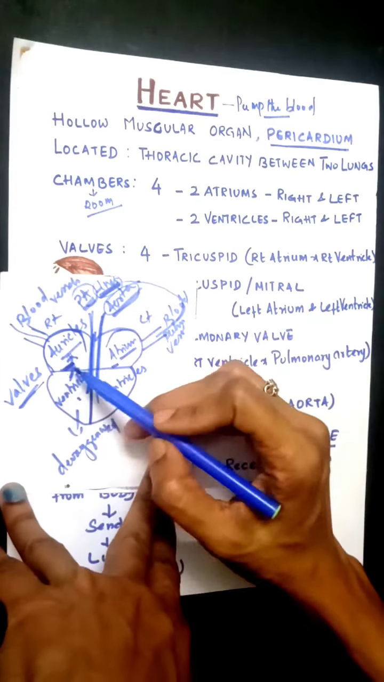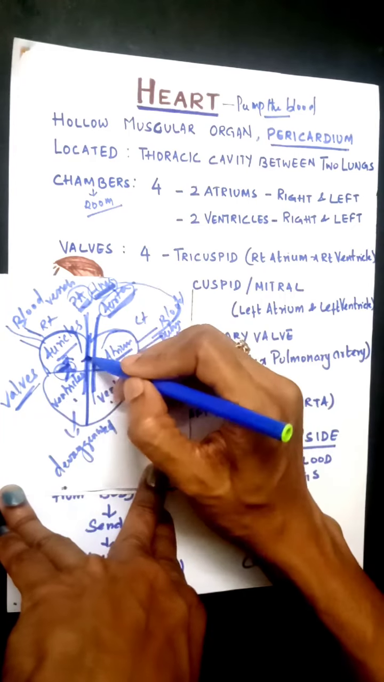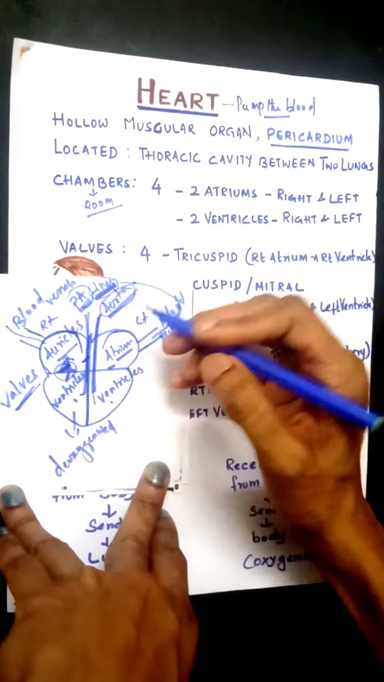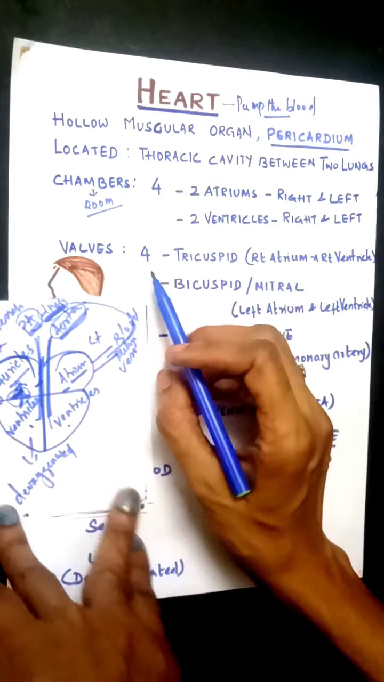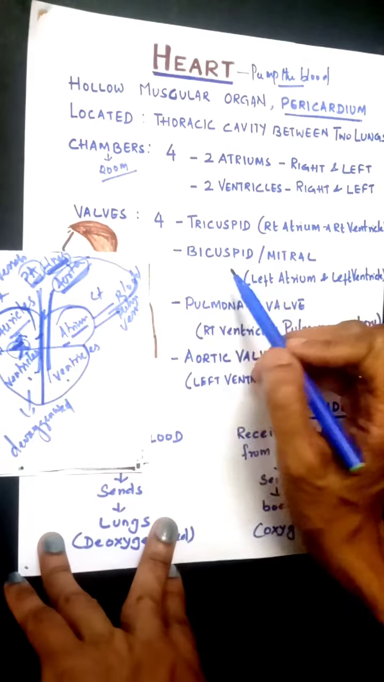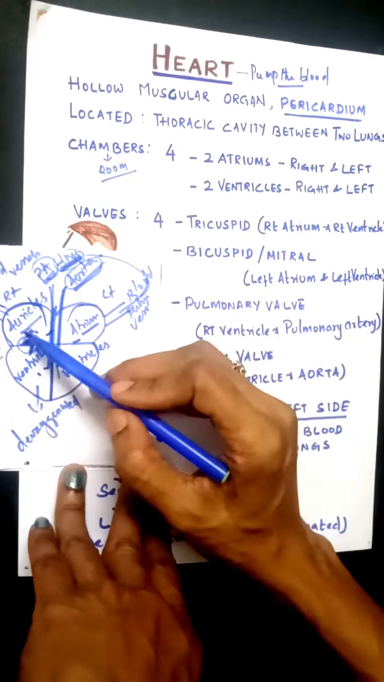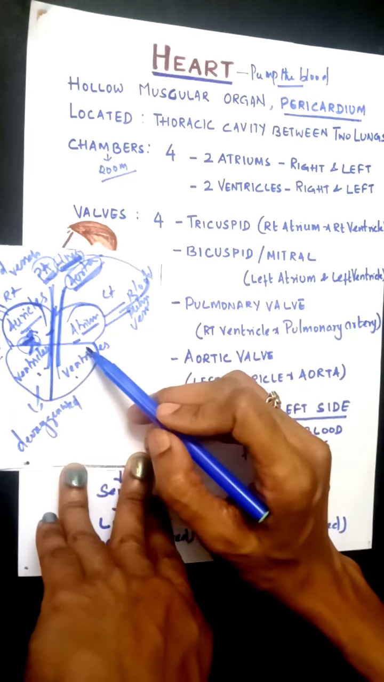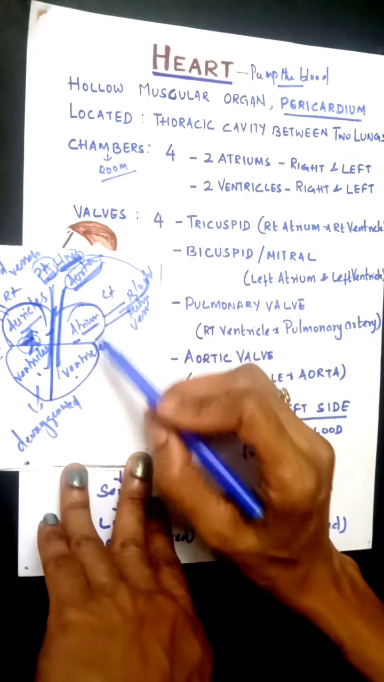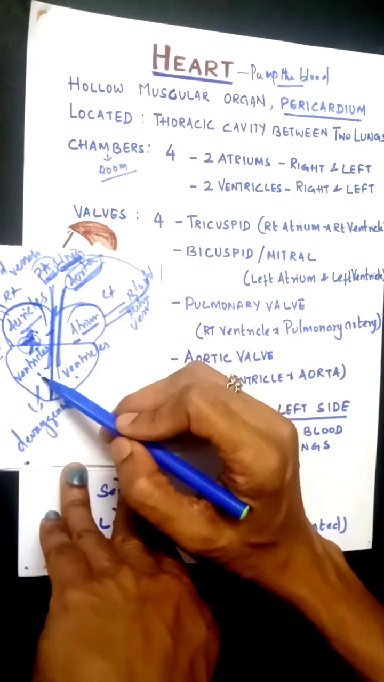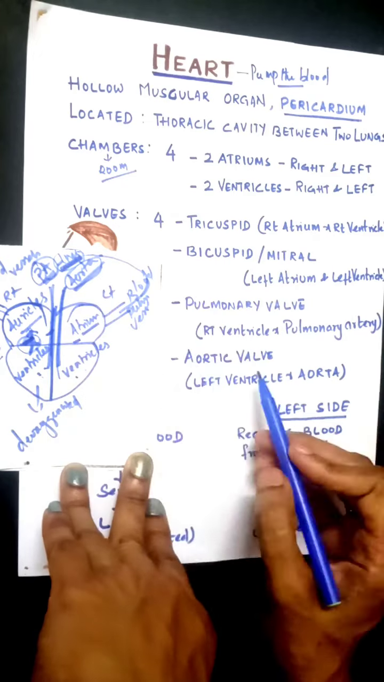Now coming to valves. These valves are the doors which prevent the backward flow of blood. You have one more valve between the pulmonary artery and the right ventricle, and between the aorta and the left ventricle. There are 4 types of valves: tricuspid, bicuspid, pulmonary and aortic valve. This is very easy to remember. Tricuspid valve is between right atrium and right ventricle. In the same way you have another valve here, called the bicuspid valve or mitral valve, which is present between left atrium and left ventricle. The valve between right ventricle and pulmonary artery is called the pulmonary valve. From the name itself you can say this is the pulmonary valve and this is the aortic valve.